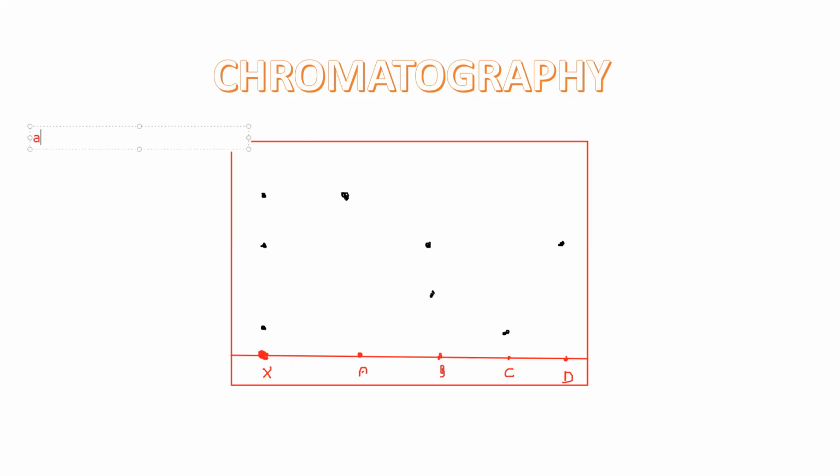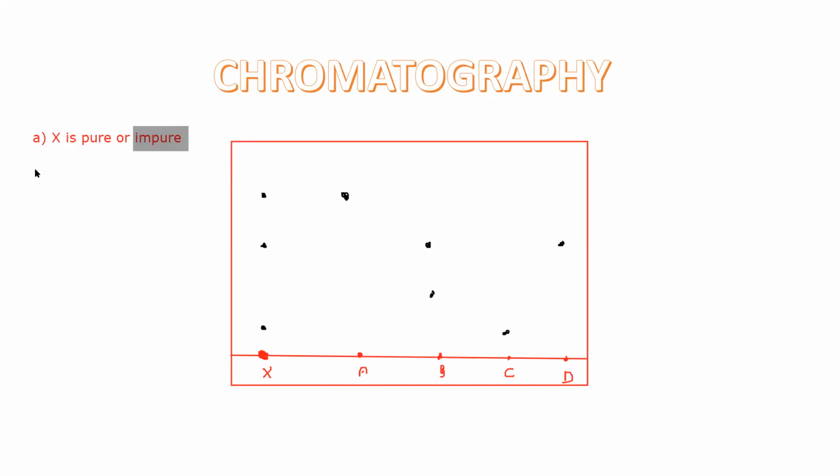The first question is, is X pure or impure? What about X? X is impure. Why? What do you conclude? Why is it impure? Because there is more than one spot, so it is impure. So X is impure because there are more spots. So we conclude that it is impure.